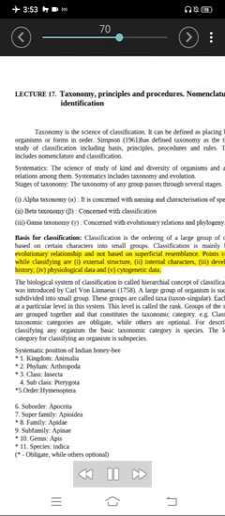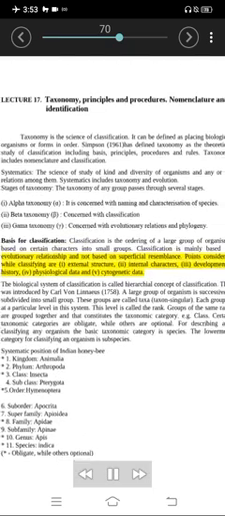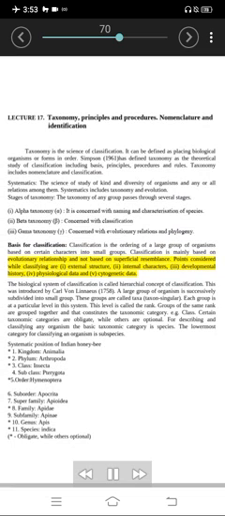Points considered while classifying are I. External structure, II. Internal characters, III. Developmental history, IV. Physiological data and V. Cytogenetic data. The biological system of classification is called the hierarchical concept of classification. This was introduced by Carl von Linnaeus, 1758. A large group of organisms is successively subdivided into small groups. These groups are called taxa, taxon singular.